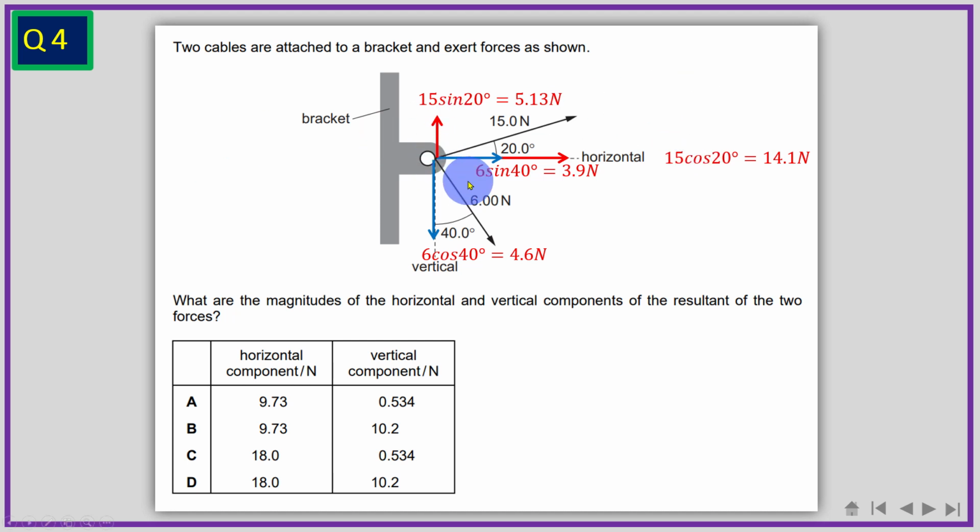The sum of all the horizontal components of the forces represents the horizontal component of the resultant force, while the sum of all the vertical components represents the vertical component of the resultant. And by that, we see that our answer becomes this. The horizontal component will have a value of 18 newtons, while the vertical component will be 0.534 newtons vertically upwards. So let's go to question 5.